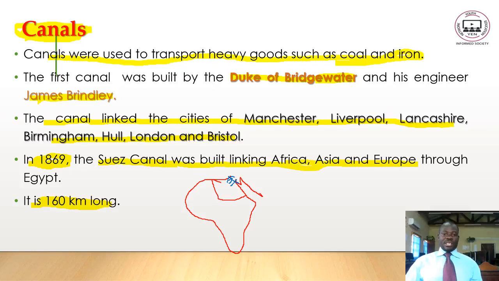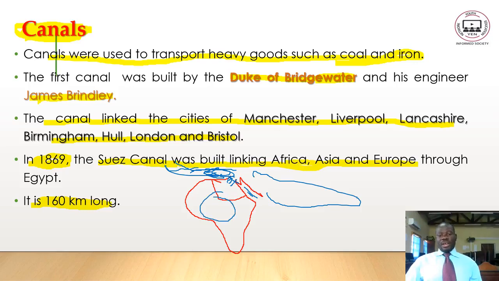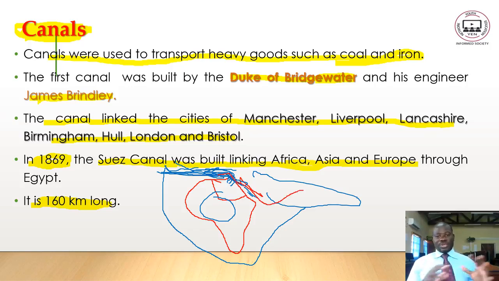So it links the Mediterranean Sea, which is here, and here the Red Sea. Beyond the Mediterranean Sea is Europe, which is here. And here there is Asia, and our Africa is here. At first, like in Britain, people were traveling all the way around this side to Asia. With the opening of the Suez Canal, their ships and boats were just passing through the Suez Canal up to the Red Sea, then they could proceed to Asia. So it connected those three continents.